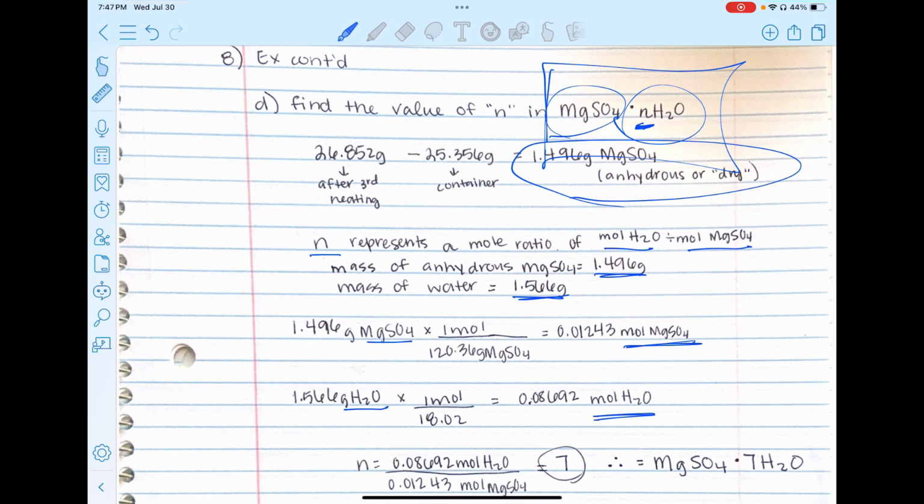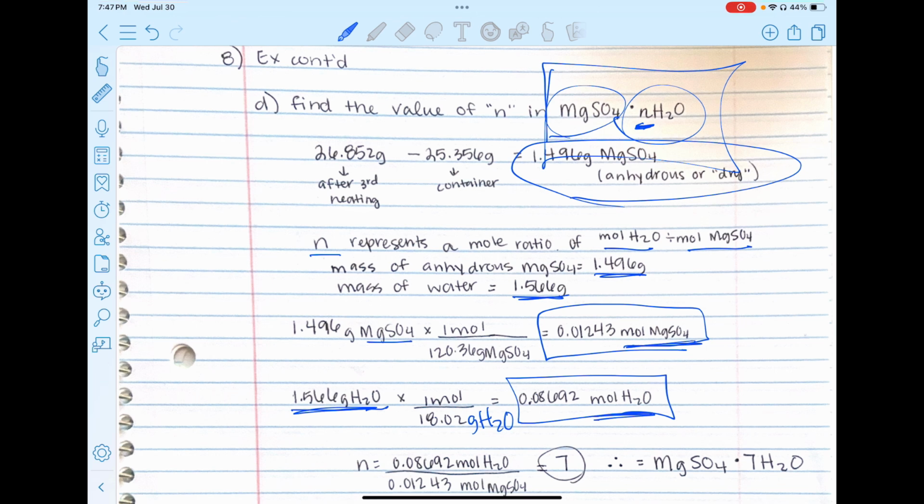So I'm going to take the grams of magnesium sulfate and divide by its molar mass, and I'm going to get the number of moles here as 0.01243. I'm going to take the grams of water that we figured out earlier, and divide it by the mass of water, and I'm going to get the moles of water here. So now that I have the moles of each thing, I can set that up as a ratio to determine that factor. I don't have to continue to go forward from there.